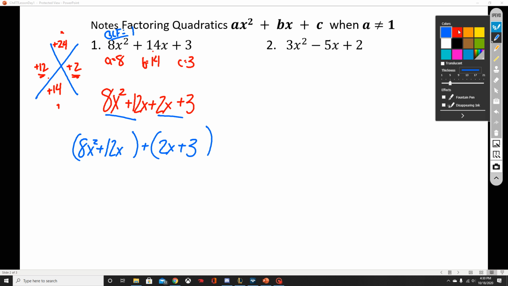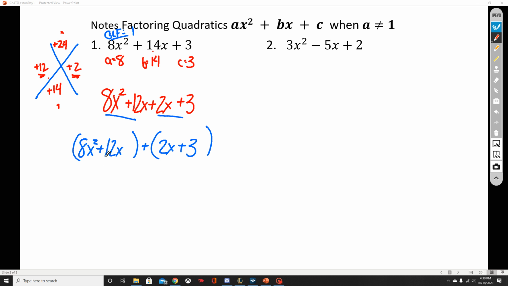And now I need to factor the GCF out of each of these groups. This group, these two terms have a GCF, and these two terms have a GCF. Now, very important when you're doing this is, regardless of what the GCF is, it has to come out. So even if it's 1, we're still going to bring it out. That's just how we do this.